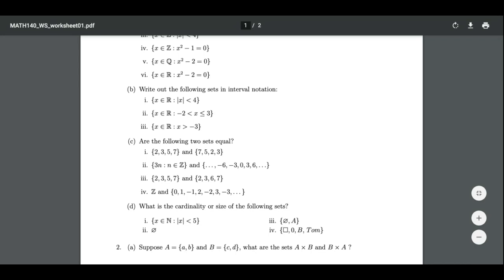Let's see, C1. C1, yes. C2, yes. C3, no. C4, yes. Good job, guys.